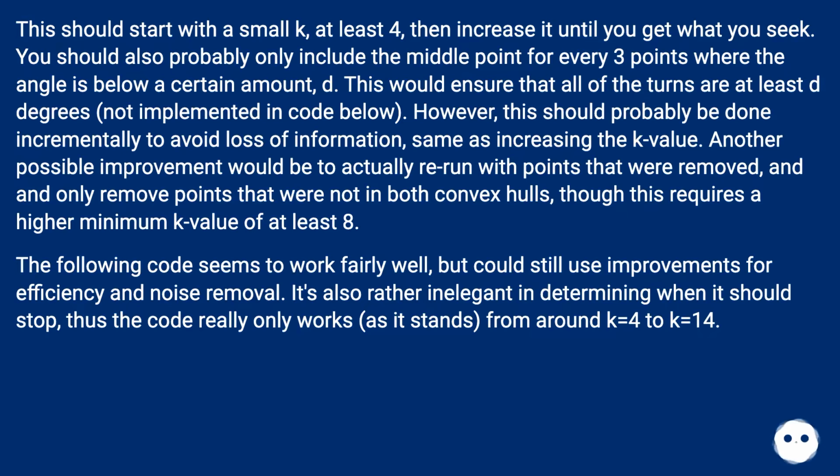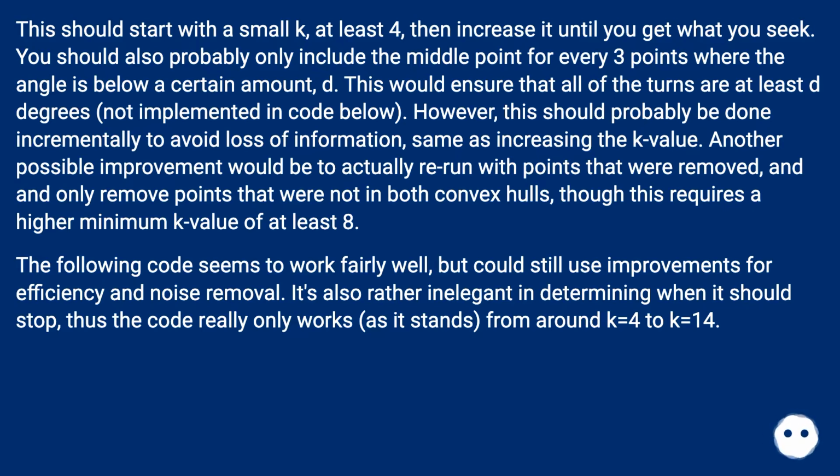This should start with a small k, at least 4, then increase it until you get what you seek. You should also probably only include the middle point for every 3 points where the angle is below a certain amount, d. This would ensure that all of the turns are at least d degrees, not implemented in code below. However, this should probably be done incrementally to avoid loss of information, same as increasing the k value. Another possible improvement would be to actually rerun with points that were removed, and then only remove points that were not in both convex hulls, though this requires a higher minimum k value of at least 8.